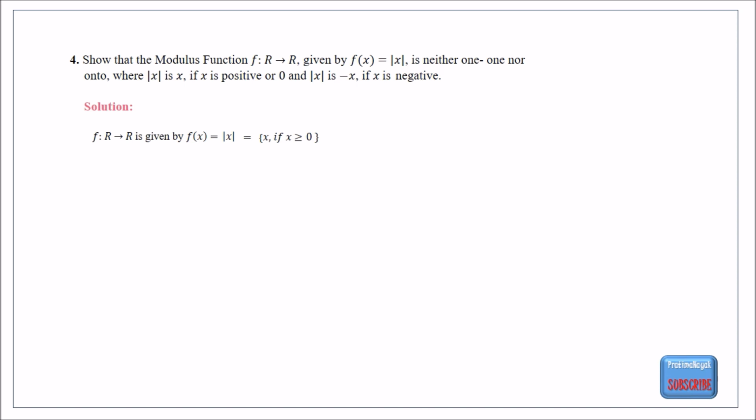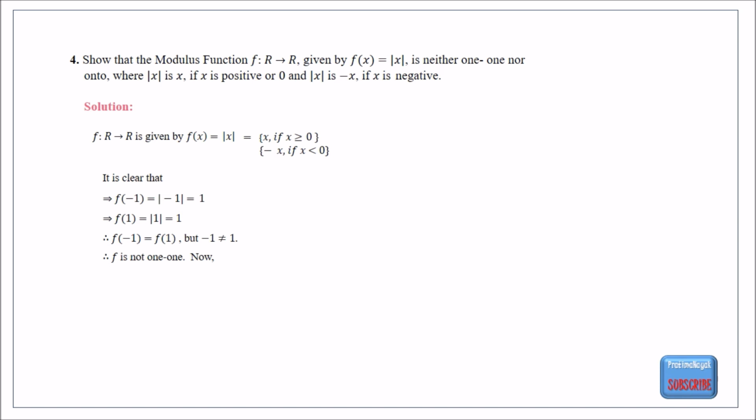Now it is clear that f of minus 1 is modulus of minus 1, which is equal to 1. F of 1 is also modulus of 1, which is equal to 1. So we are getting two values of x for which f of x is equal to 1. So f of minus 1 is the same as f of 1, but minus 1 is not equal to 1. So this is not one-one.